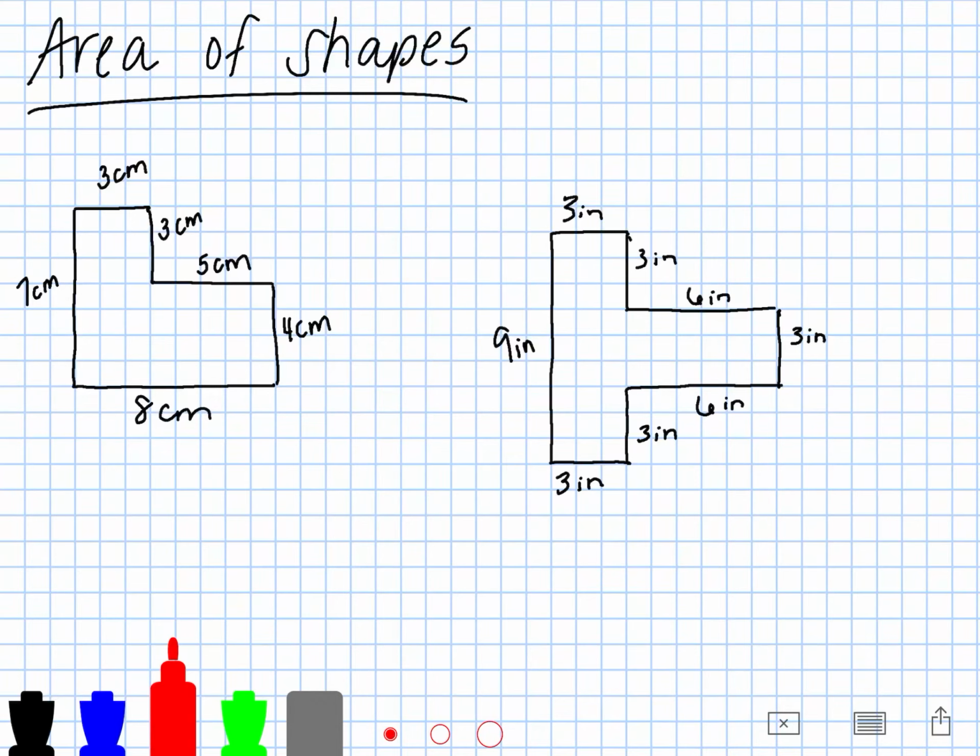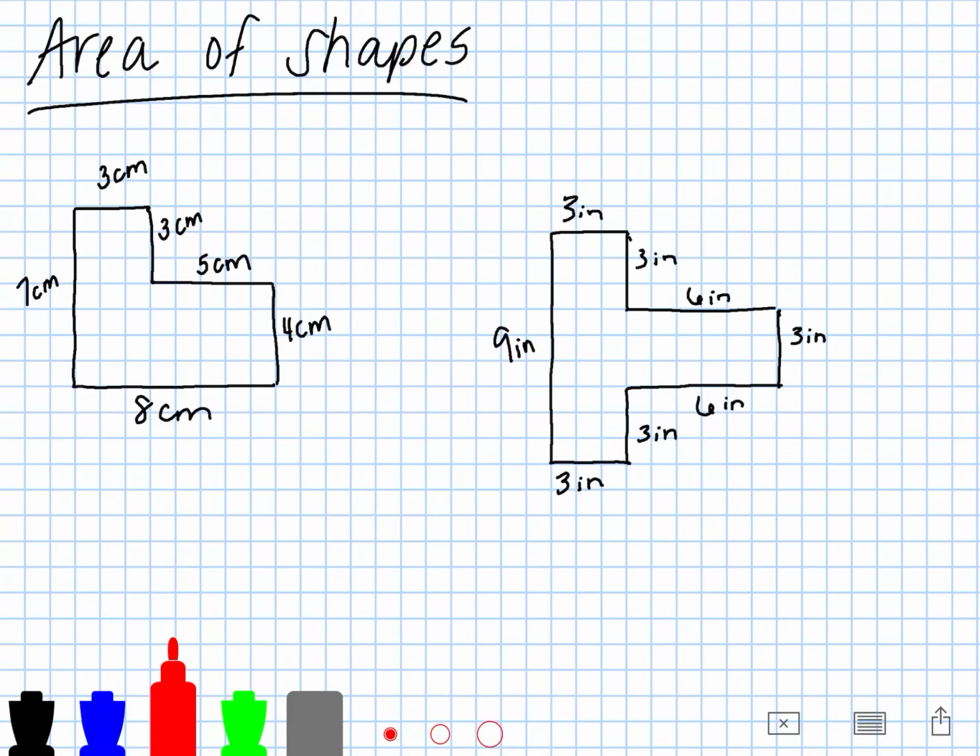So think of the other ways we can find area. You can count the squares, or we can multiply length times width. However, we've got a whole lot of things here. So when you have shapes like this, you need to cut them. We can cut them into squares or rectangles. There's a couple different ways to do them. I'm going to show you one way to do each of them.